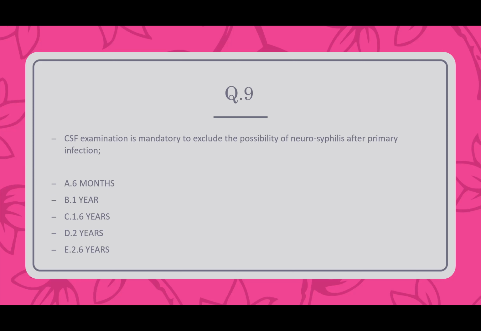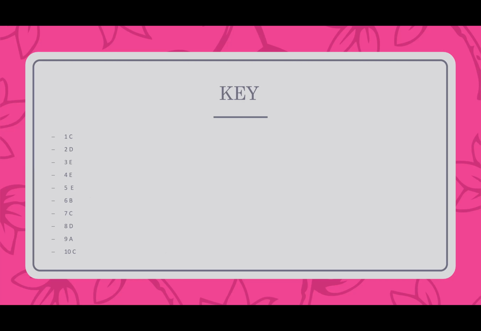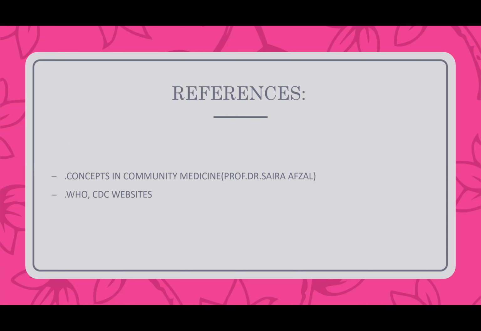Last, examination is mandated after primary infection at 6 months, 1 year, 1.6 years, or 2.6 years? 2 years. No, it's A, 6 months. Social hygiene centers are for the treatment of leprosy, diseases of allergy, and drug and substance users? C, venereal disease. C, it's the key. These are the references. Thank you very much.